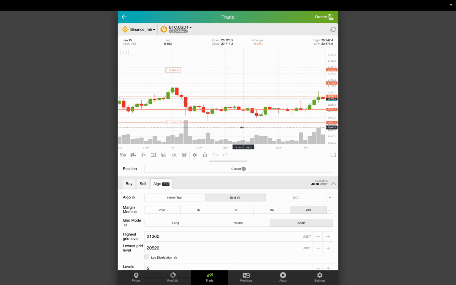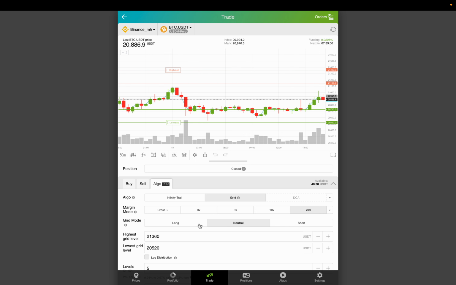Placing a short grid, you are placing a bet that the market price will eventually move and leave the grid range and go lower. If that happens, you will make a good profit. However, if you are not correct and the market actually goes the other way around and the price moves higher, your risk is increased compared to a neutral grid, right? So that's in a nutshell when and why you would use the neutral, long and short grid.